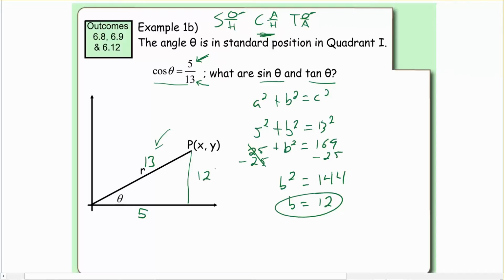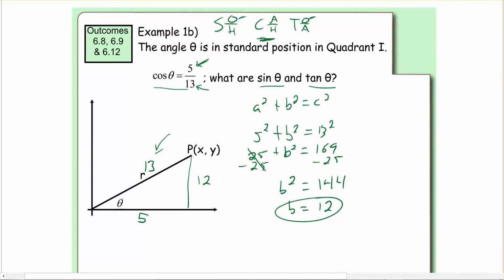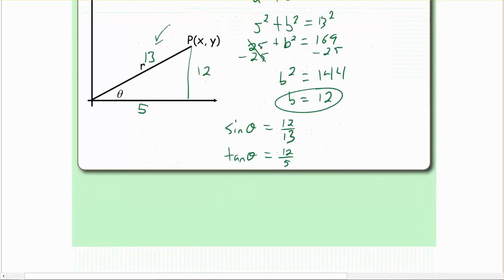So now, that's the hard part. That's really everything that's difficult about this, because now it just wants to know what sine theta and tan theta are. Well, sine theta, I'll write this over here. Sine theta, according to SOHCAHTOA, is opposite over hypotenuse, so that's just 12 over 13. Tan theta is opposite over adjacent, so that's just going to be 12 over 5. Okay, so just like that.